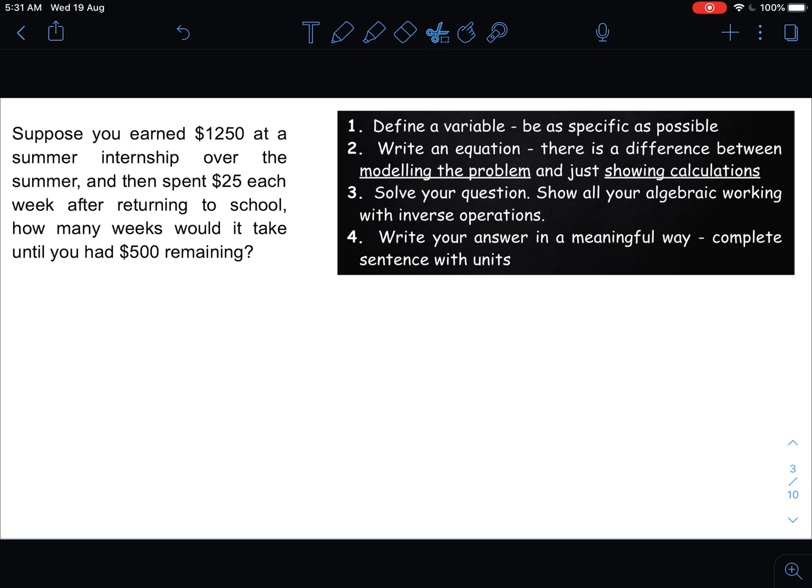So it's the same problem that you did at the beginning. What is it going to look like if you go through this 4-step process? Well, the first thing is defining a variable. I'm going to use W because what is being asked for is the number of weeks. So W is equal to, and I'm not going to just say weeks, I'm going to be specific: weeks until you have $500 remaining.